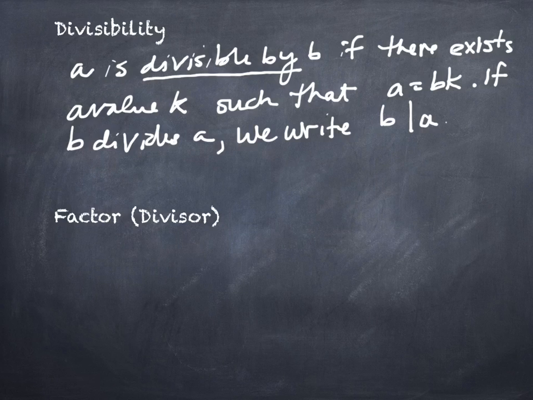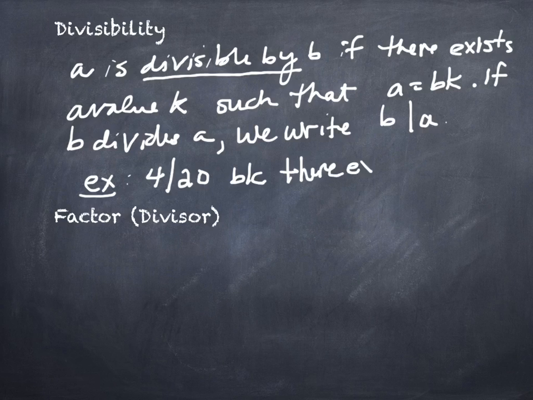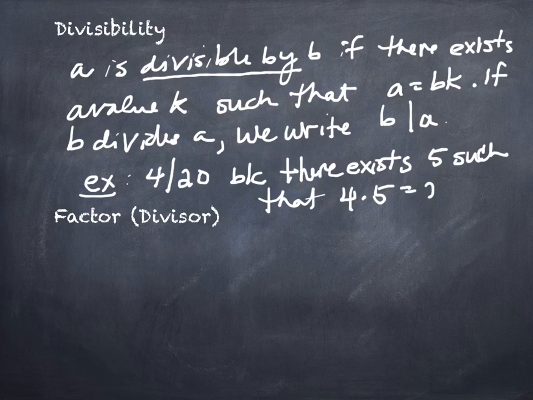Now, just to give you an idea of what this looks like, let's take, for instance, the number 4. We know that 4 divides 20, and the reason is because there exists, that's a notation, so let's say it this way, there exists a value 5, such that 4 times 5 equals 20. So that's the description that we've just created up here for divisibility.